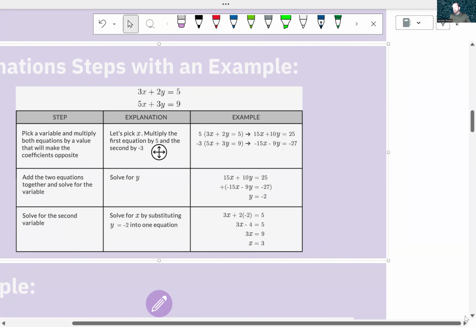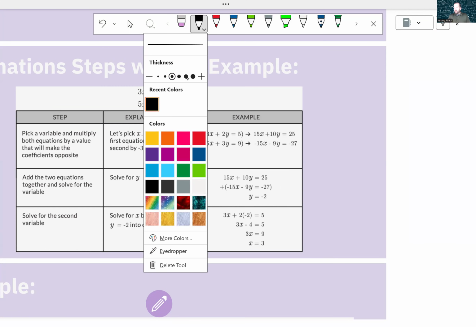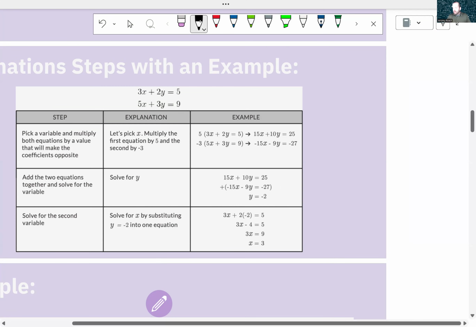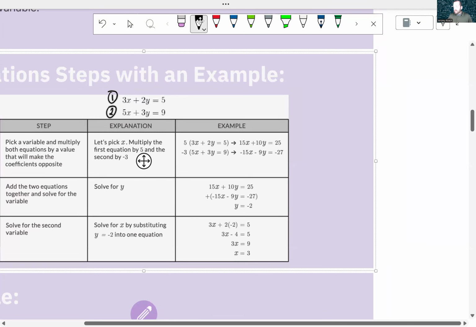So if you want to get rid of the x's, you decide what is a common multiple of 3 and 5. If you take a moment and think about that, if you count up by threes, 15 would be the closest. If we count up by fives, we would also get 15. For this, I like to call this equation 1 and this equation 2. So we want to cancel out those x's.